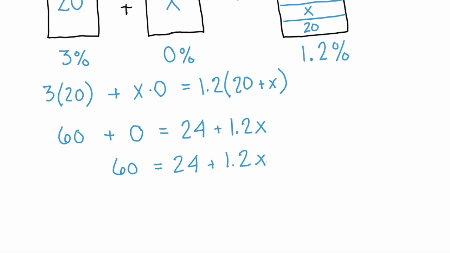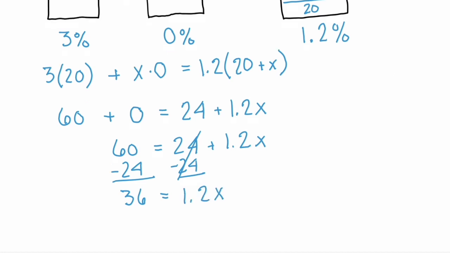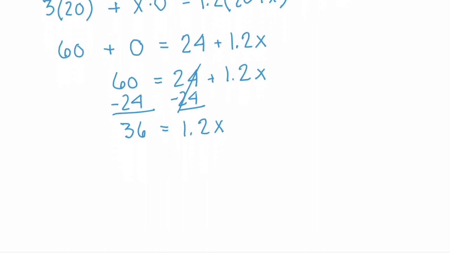Now we need to start combining our like terms and isolating that x. So we're going to subtract 24 from both sides and slowly get x by itself. So on the left we have 60 minus 24, which is 36. Equals, well, 24 minus 24 canceled out. So we just have 1.2x on the right, or 36 equals 1.2x.